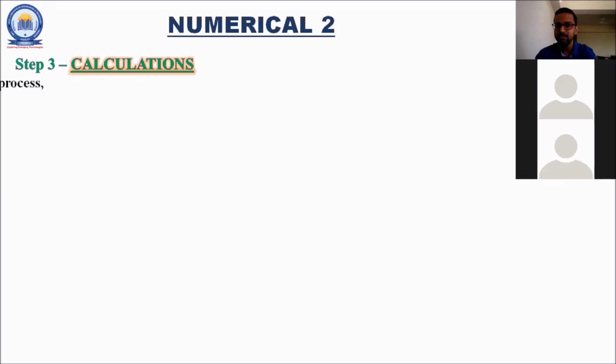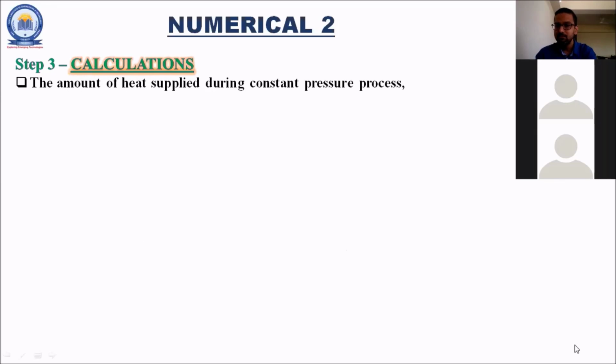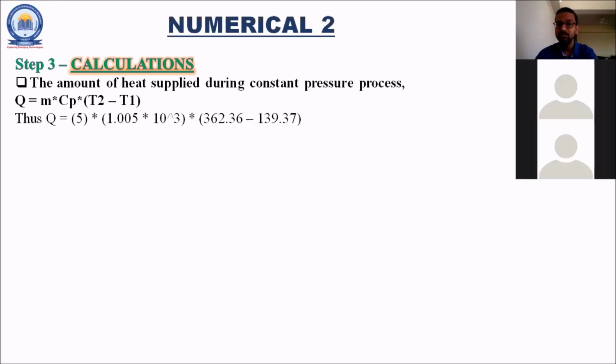In calculating the other parameter, now the amount of heat supplied for the constant pressure process. So for the amount of heat supplied for the constant pressure process, we can write down the equation, that is Q is equal to mCp into T2 minus T1. We are knowing all these values. So Q is equal to 5 into Cp, 1.005 into 10 raised to power 3, into T2 minus T1. Substituting the values of temperature, we are getting the answer Q, that is equal to 1.1205. Doing the E and G, getting the answer into 10 raised to power 6 joule.